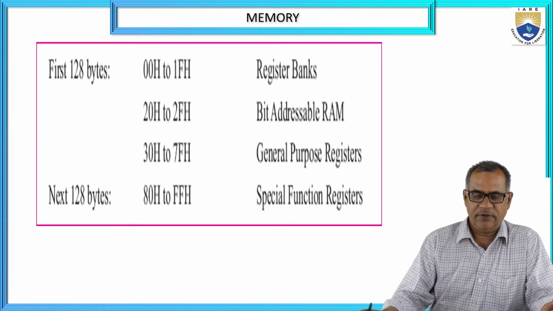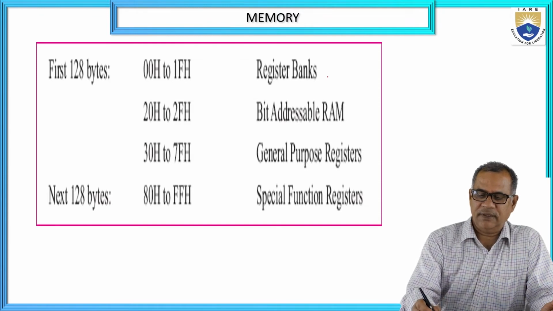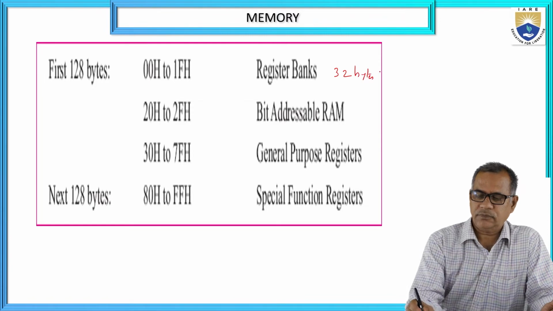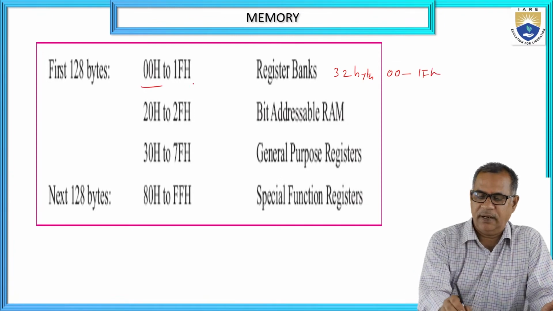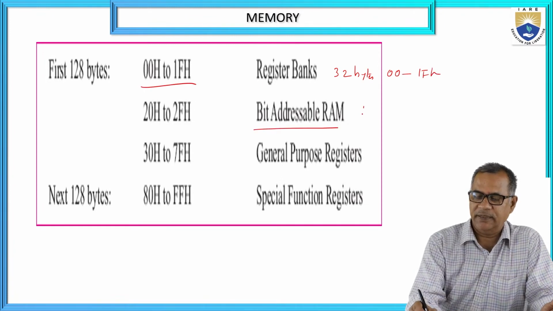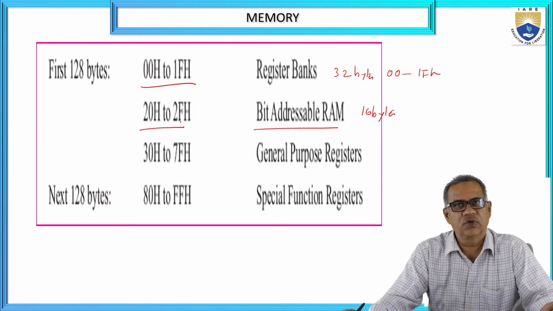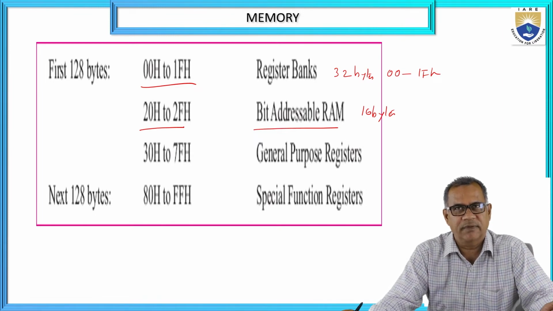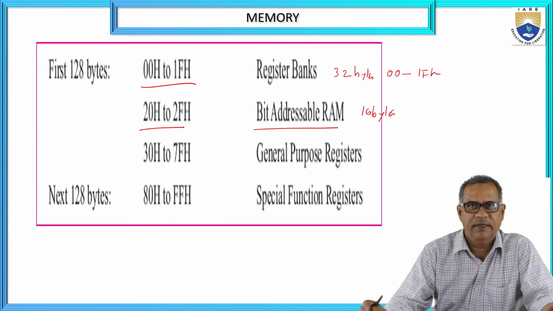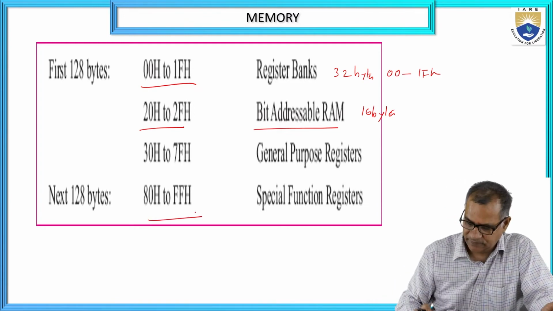So just now, as I mentioned, of the 128 bytes, for register banks we have 32 bytes. They lie in the address range 00 to 1FH, and the bit addressable RAM which is 16 bytes occupies the address locations in the range 20H to 2FH, and general purpose registers occupy the address range 30H to 7FH, and special function registers 80H to FFH.